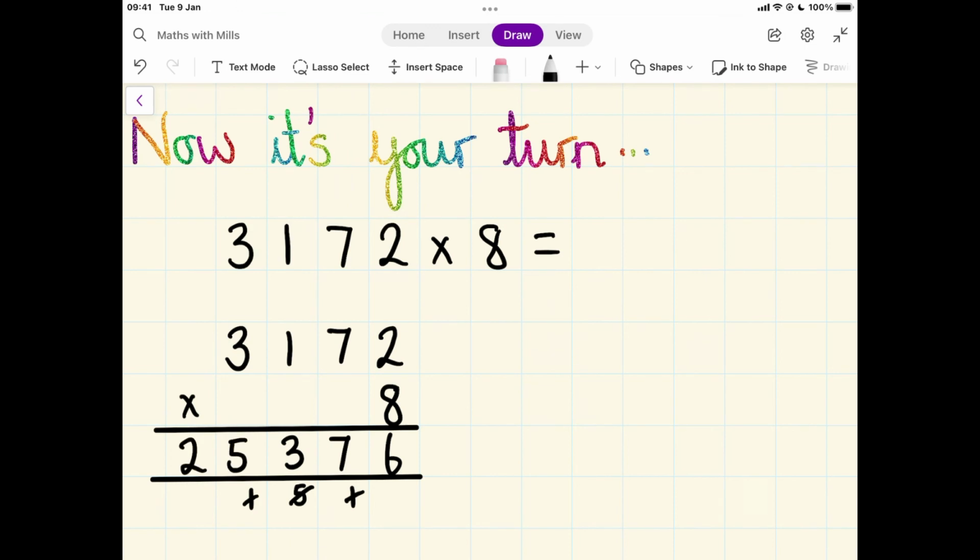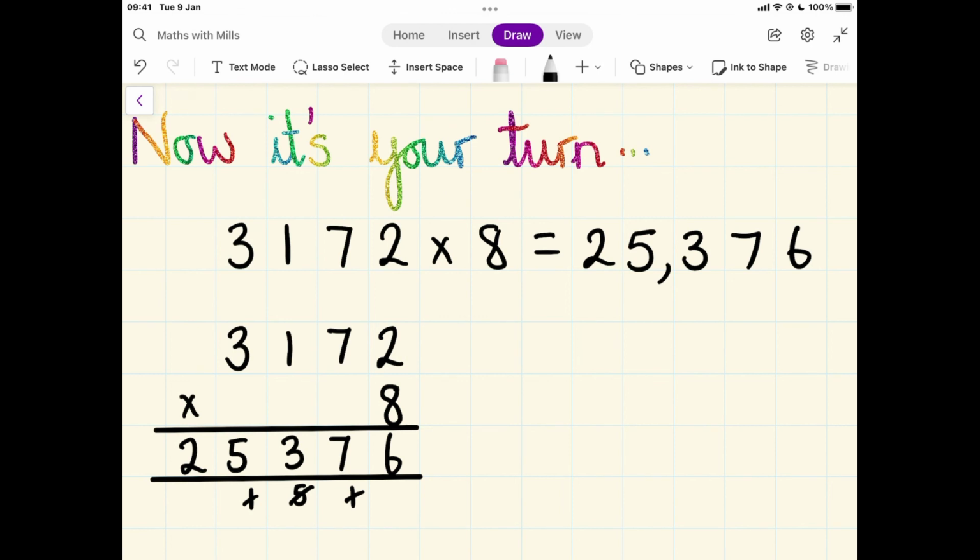I said it was going to be a large number. The answer to this question is 25,376. Did you get it right? Brilliant, I knew you would.